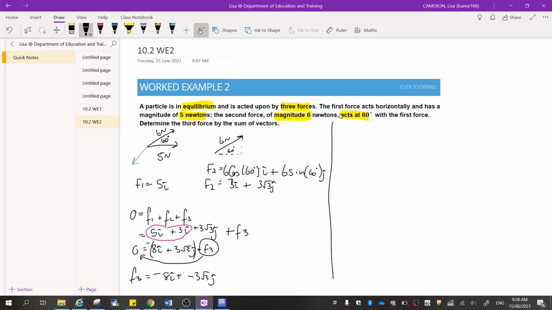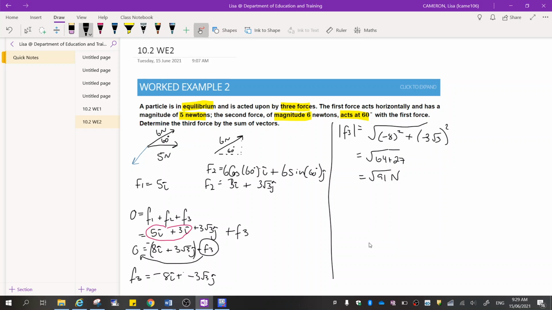I'm going to do the same steps again. I'm going to calculate the magnitude of it to work out what the force is. So, square root of 8 squared plus negative 3 root 3 squared, which is going to turn this into the square root of 64 plus 3 squared is 9 times 3, 27, which is going to give me the square root of 91. And that is in newtons.